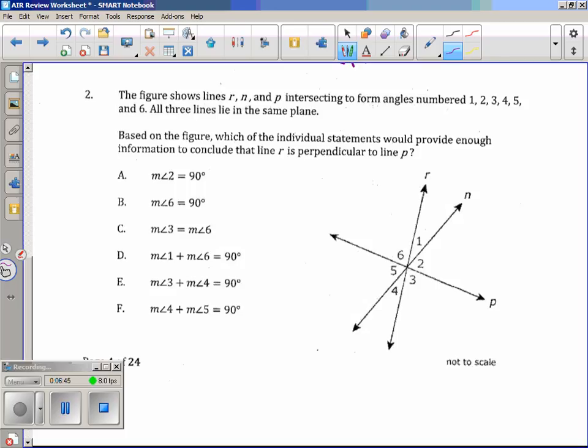So if I take the picture, that means that this has to be a 90-degree angle. This has to be a 90-degree angle. This has to be a 90-degree angle. And this has to be a 90-degree angle. So if I look over here, angle 2 is 90. No, angle 2 plus angle 1 has to be 90, so it's not letter A.